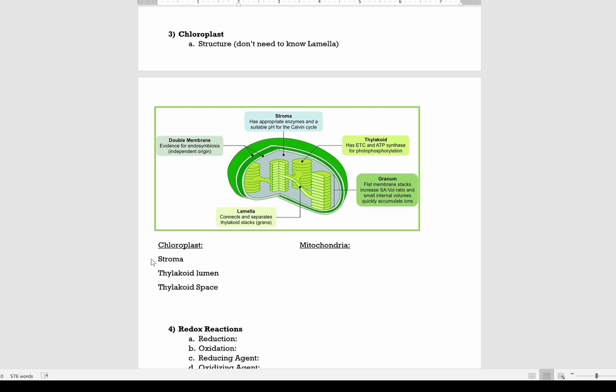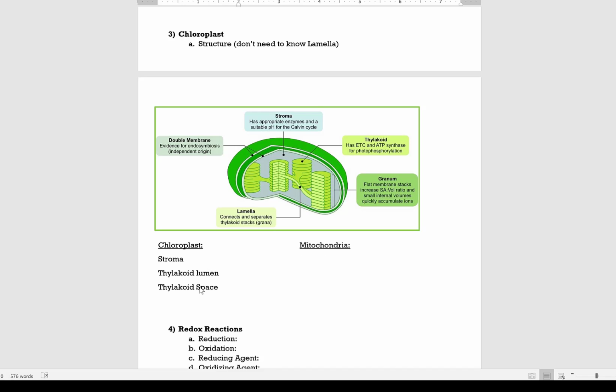Remembering that the stroma is the cytoplasm in the chloroplast, and in mitochondria, it was the matrix. The thylakoid lumen in the chloroplast is the inside of this thylakoid membrane, and it's also called the thylakoid space. So either term, lumen or space, that does mean the inside of the thylakoid. In the mitochondria, we had the inner membrane space, and that was the space between the inner and outer membranes.